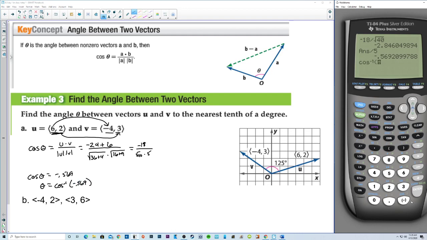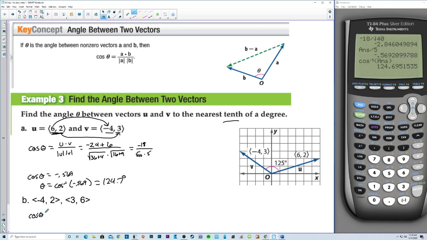Inverse cosine of the answer, and there's the 124. Now they said to the nearest tenth, but in the diagram they round it to the nearest degree. So this is equal to 124.7 degrees. Now I want to show you that, well, let's just do the next one.